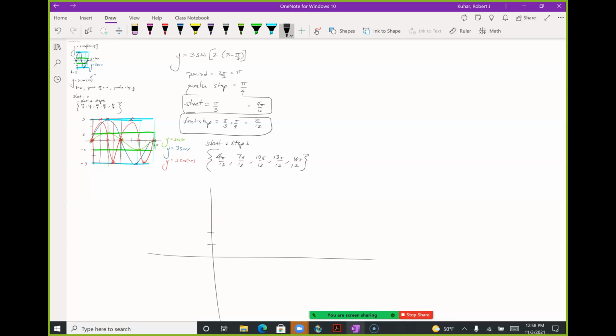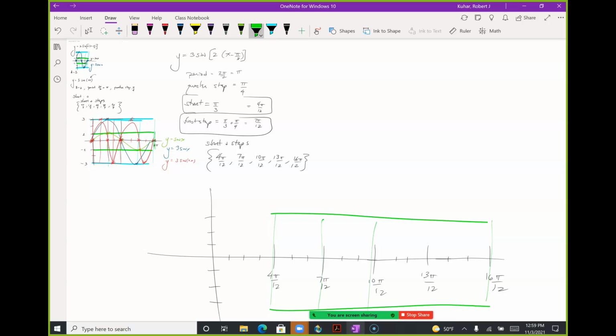I know I need a height of 3. And I know I'm starting at a pi over 12, so let me get there. 1, 2, 3, 4 pi over 12. That's where I'm starting. 5, 6, 7 pi over 12. 8, 9, 10 pi over 12. 11, 12, 13 pi over 12. 14, 15, 16 pi over 12. That's where I'm ending my rectangle. So I can see my rectangle from here to here with a height of 6 and my quarter steps.